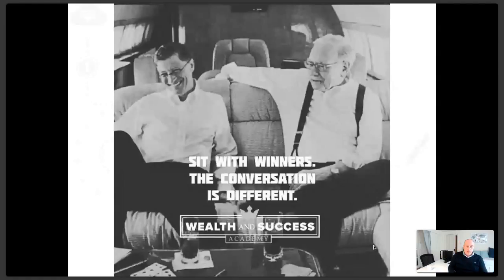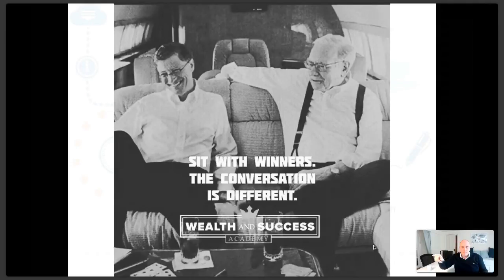And this is Bill Gates and Warren Buffett. And the statement says, sit with winners. The conversation is different. And you saw Napa there, in the middle of me and Emmanuel, because he wants to sit with us because he wants to learn. And when Emmanuel and I go to certain events, we'll pick out who's the person, right, let's go and sit with them. That's who we want to learn from. We'll sit with them and we'll just suck them dry of all the information we can get. And then we'll use it to our own abilities.